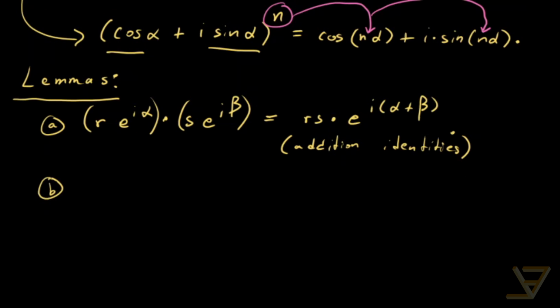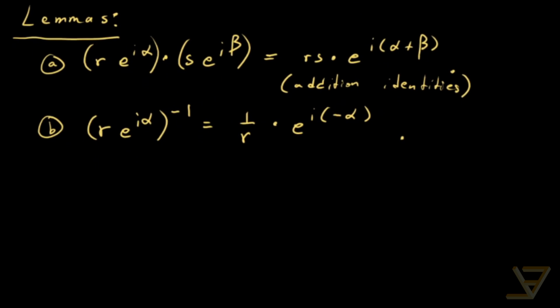The second rule has to do with negative exponents, and what it says is that (r times e to the i alpha) to the power of -1 is equal to 1 over r times e to the i negative alpha. Once again, that seems to be a fairly maybe even obvious exponent rule, and you can prove it using the Pythagorean identity and by sort of the complex version of rationalizing the denominator. I'll leave that to you as well.